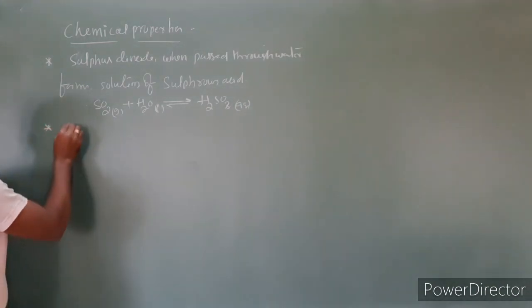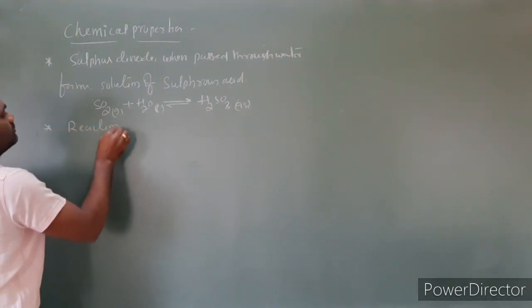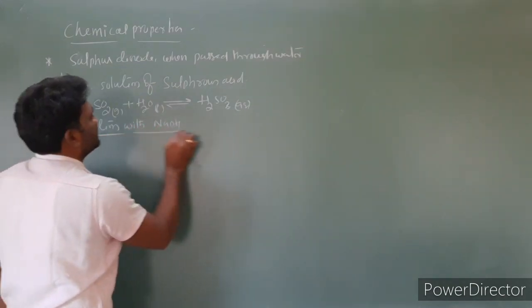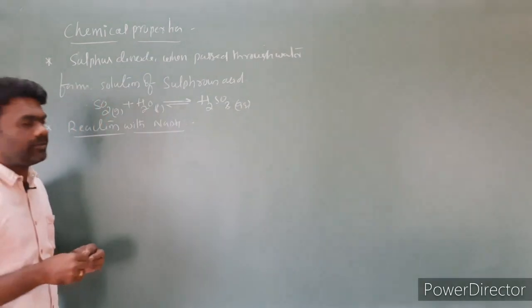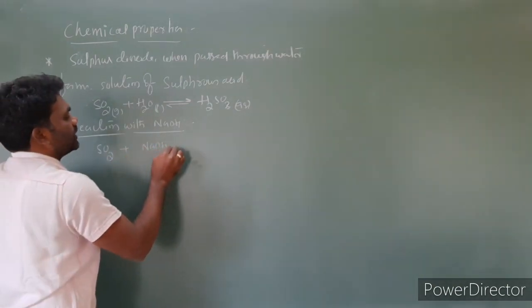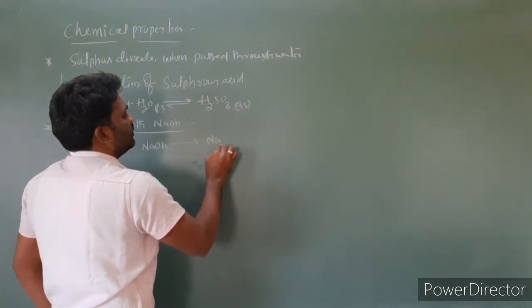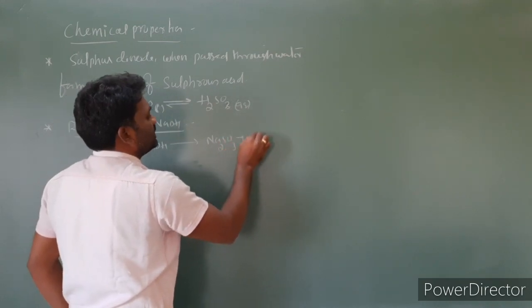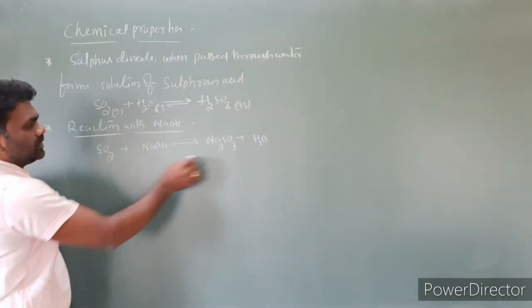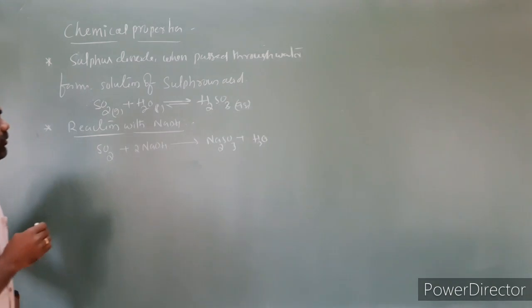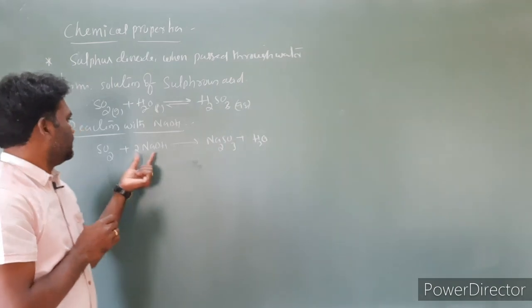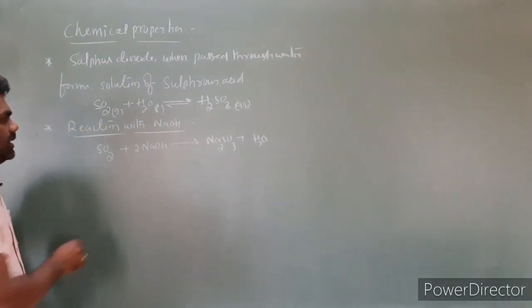The second one is reaction with sodium hydroxide, NaOH. Sulfur dioxide reacts with sodium hydroxide, NaOH, and forms Na2SO3 plus water. Na2SO3 is sodium sulfite. Then we have to balance it. Here 2 sodium is there, so 2 NaOH. Sulfurs are balanced, oxygens are also balanced: 3 plus 1 is 4, and here 2 plus 2 is 4. Hydrogens are also balanced.